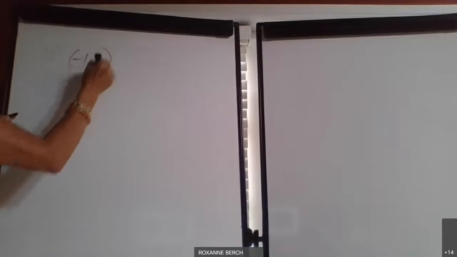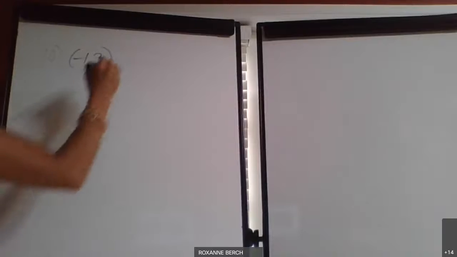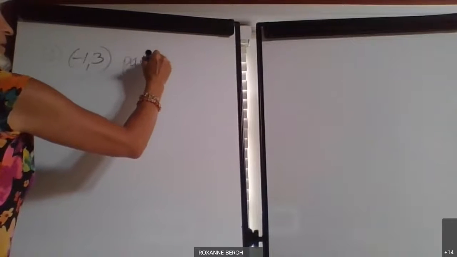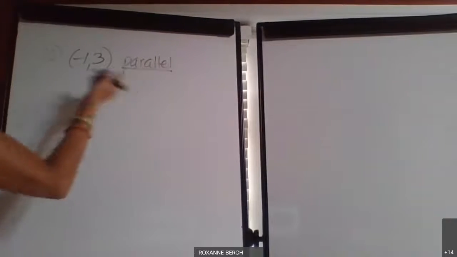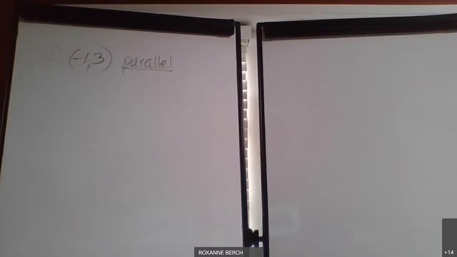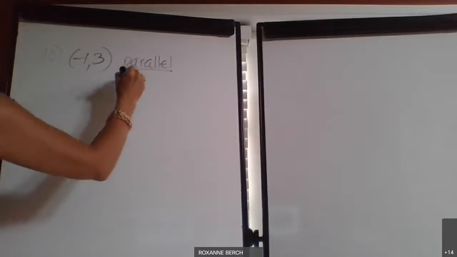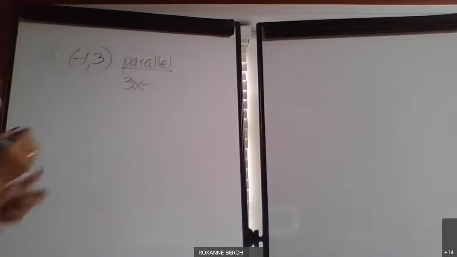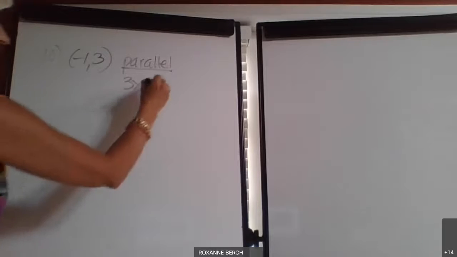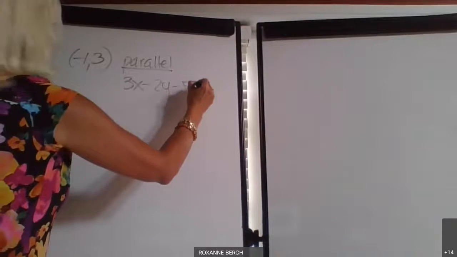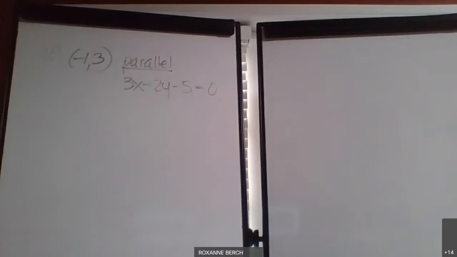Yeah. Okay, so 10 says the point is left 1 up 3. And it says it's parallel. So that means it has the same slope, to this crazy thing in general form. It's 3x minus, what is it, 2y minus 5? Is that what it is?